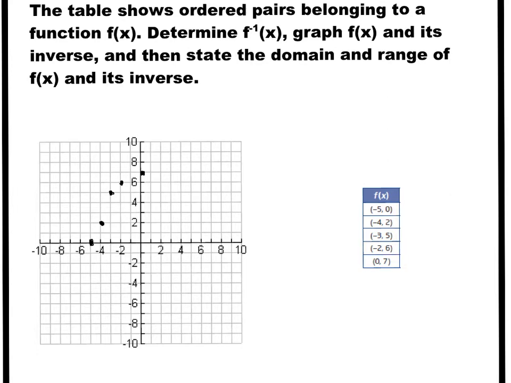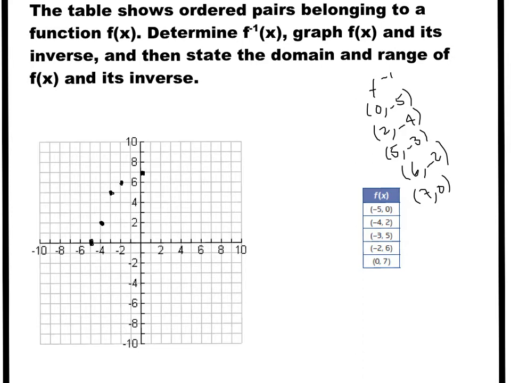To find f of minus 1 of x, as we said before, you just interchange the values of x and y. So f of minus 1 of x, we can write as 0 and negative 5, 2 and negative 4, 5 and negative 3, 6 and negative 2, and then 7 and 0. We just flipped the order.